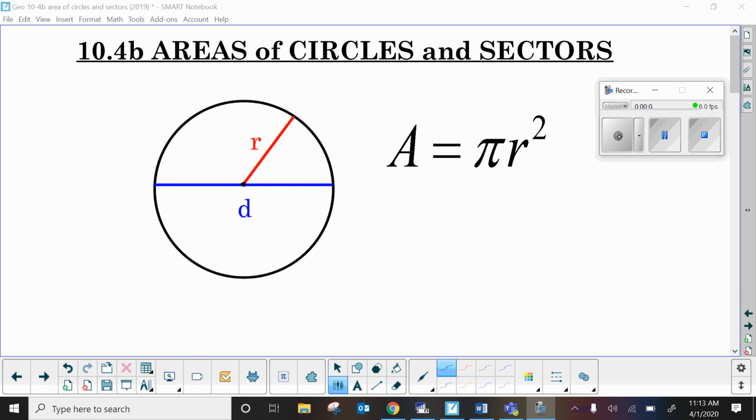Hey everybody. All right, this lesson is going to be on finding the area of a circle. Today we are going to find the area of a circle.